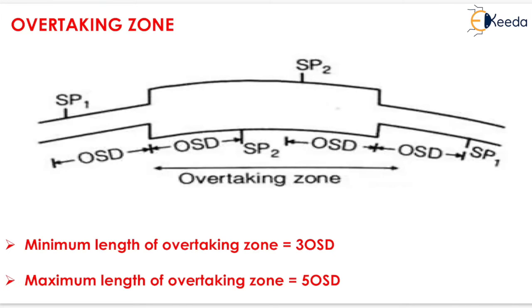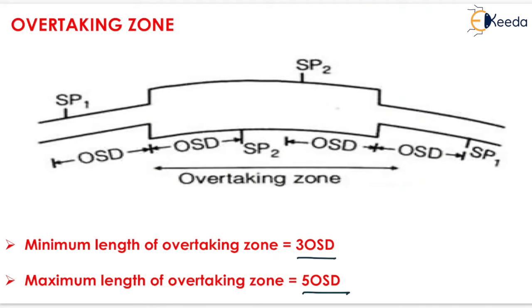Now overtaking zones are provided when OSD, that is overtaking sight distance, cannot be provided throughout the length of the highway. So these are zones dedicated for overtaking operations marked with wide roads, and the desirable length of overtaking zone is 5 times of OSD and minimum is 3 times of OSD.